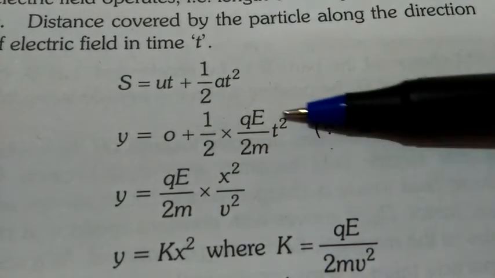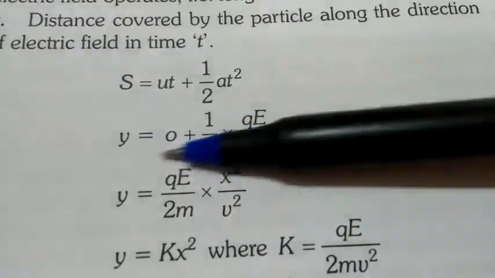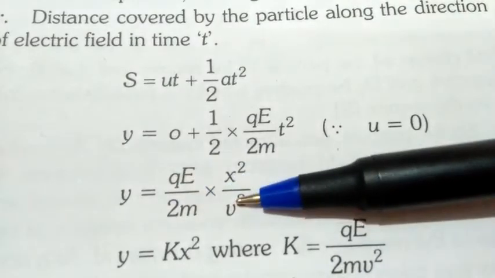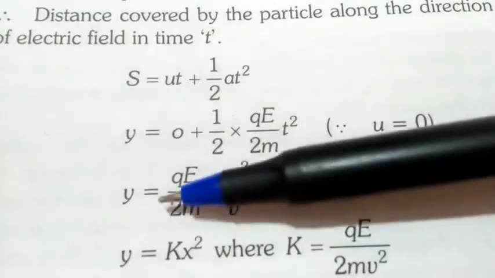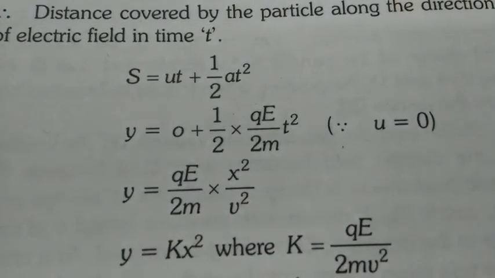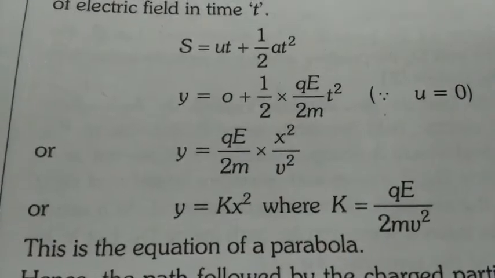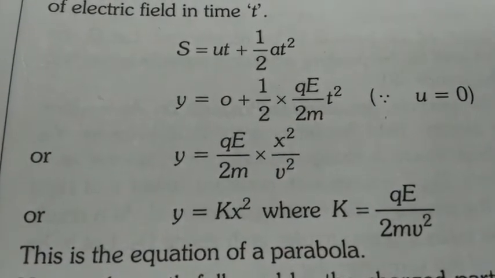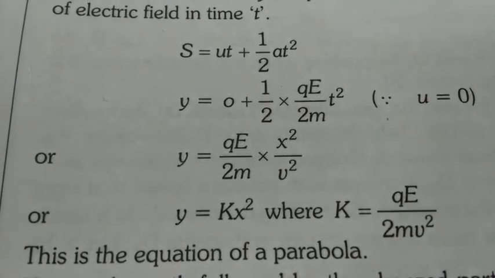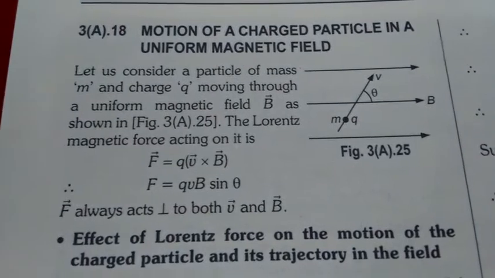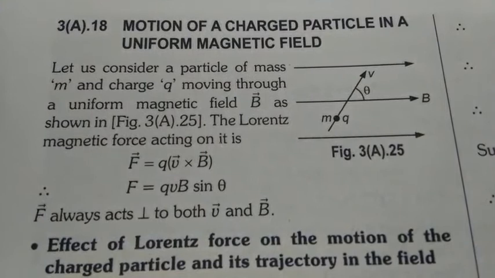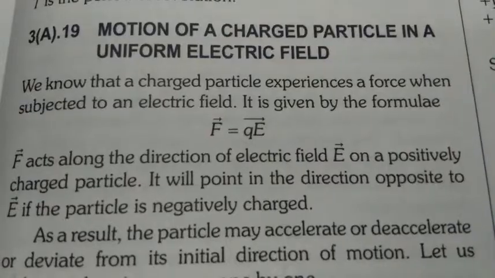If we put the value of t here, which is x upon v, we get this equation. Then qE upon 2mv square. These are constant, so this equation can be written as y equals kx square. This is the equation of a parabola. So when the charged particle moves in an electric field, making a right angle with the field, its path is parabolic.